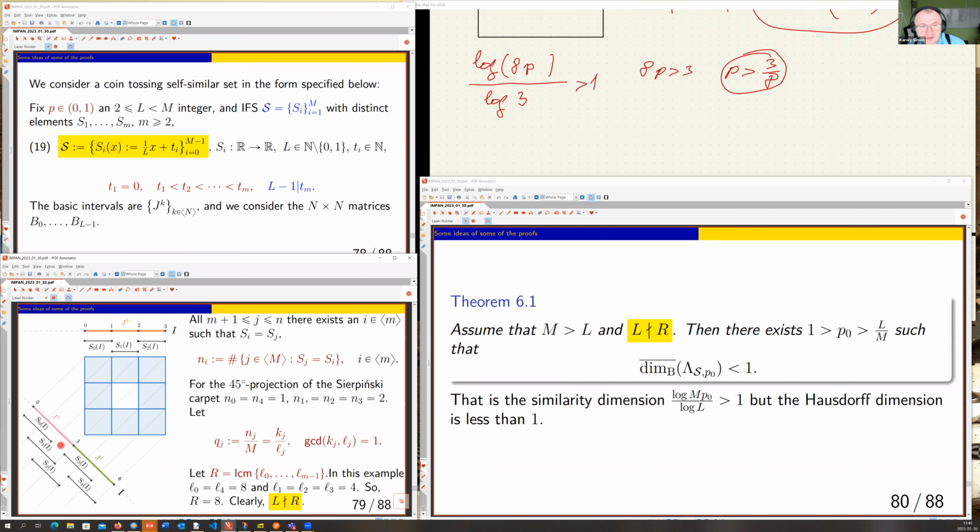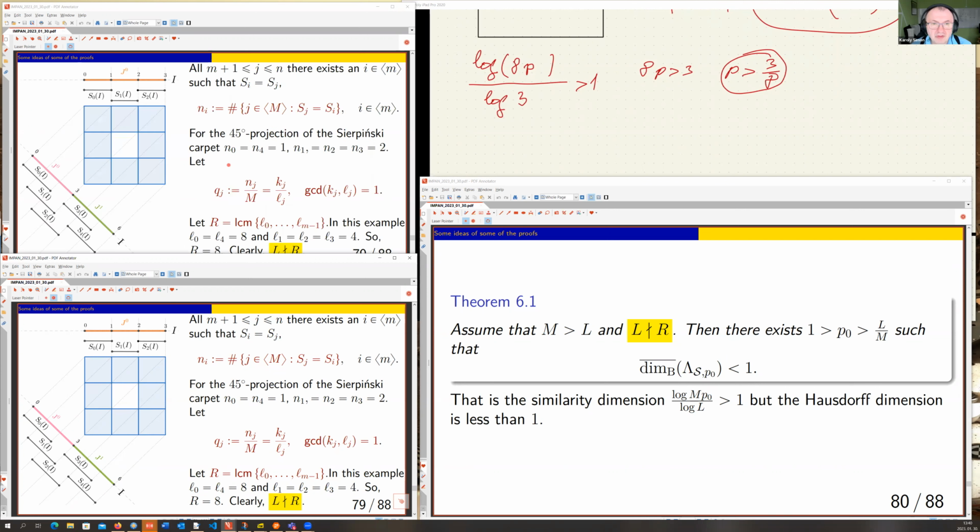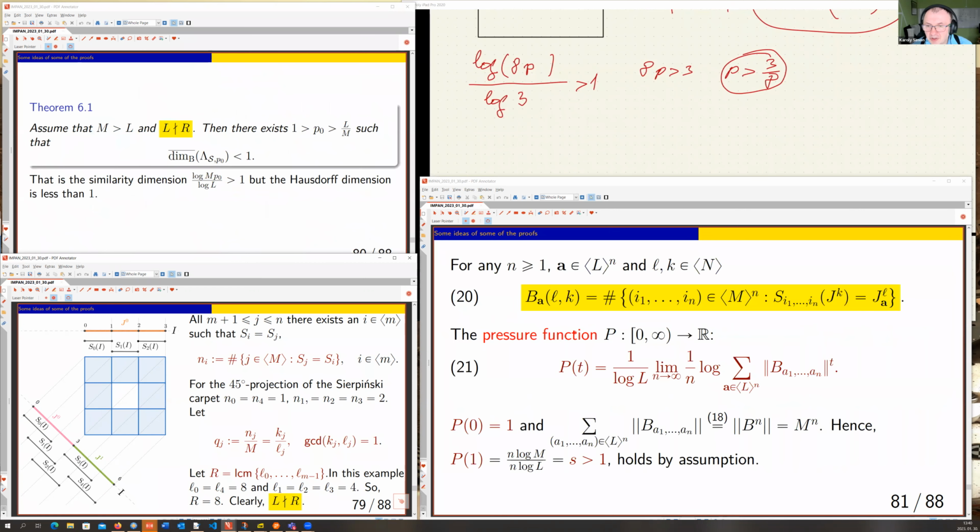that's why this carpet has dimension bigger than 1, but the projection has dimension smaller than 1, and this can happen only for this inhomogeneous case, because in the homogeneous situation, if the carpet has dimension bigger than 1, then the projection contains an interval. But here it is quite common. In the inhomogeneous case, it's quite common that not only does the projection not contain an interval, but the projection has dimension smaller than 1.